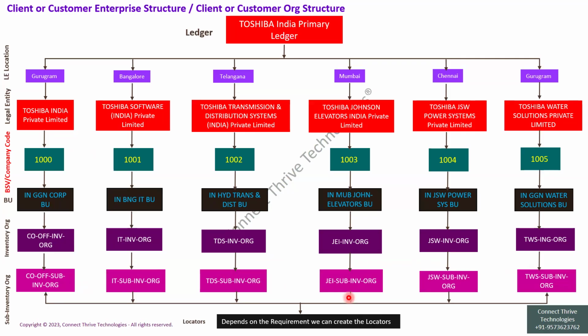This is the way we have to explain to the interviewer. In case they have operations within India, multiple legal entities, multiple company codes, multiple BUs, multiple inventory orgs, multiple sub inventories, depends on the requirement they will create the locators. So if you take Toshiba within India, they have multiple legal entities. Based on those multiple legal entities, we gave a solution. Like multiple BUs we created, multiple inventory orgs, multiple sub inventories. Okay. So this is the way we have to explain these org structures or enterprise structures to the interviewer.